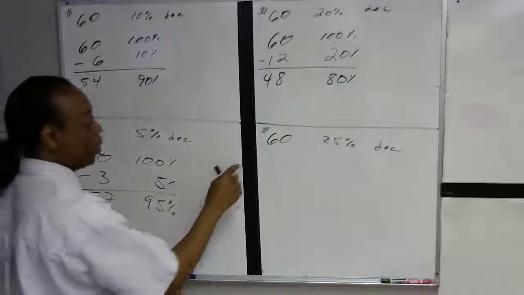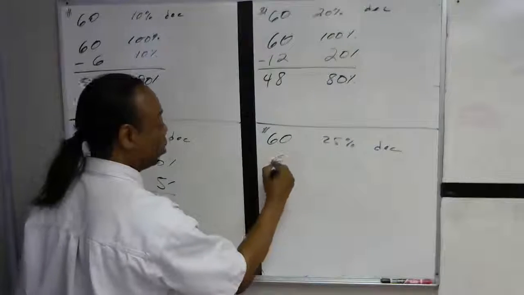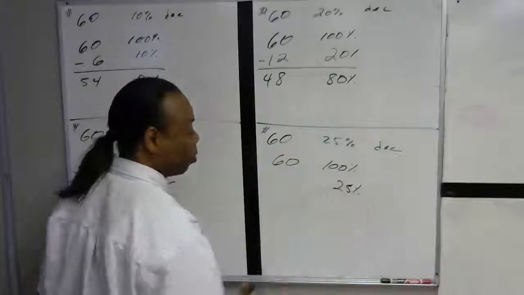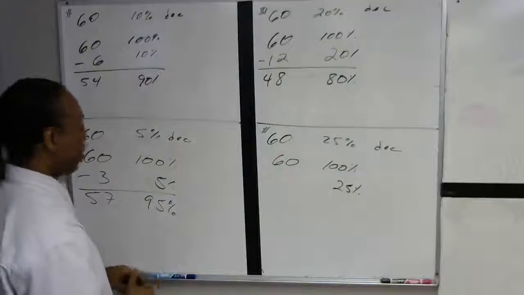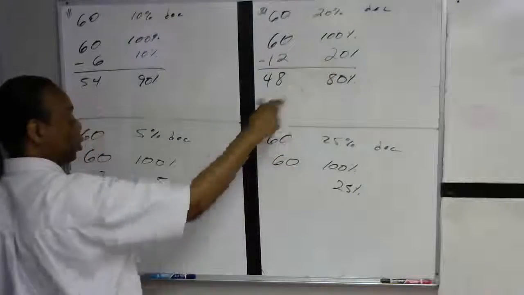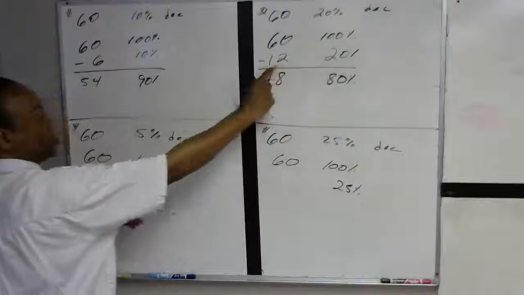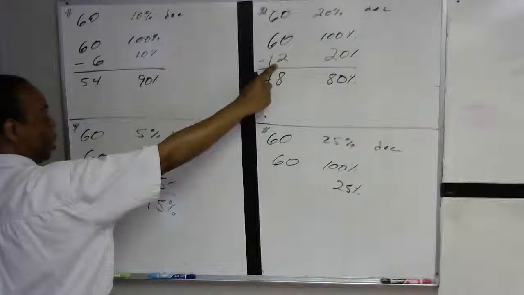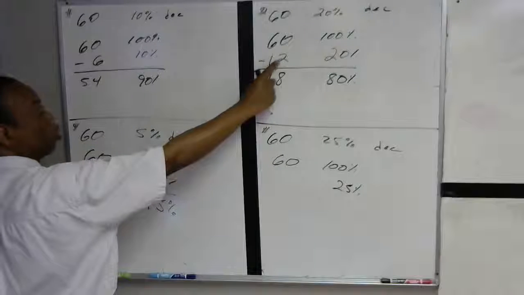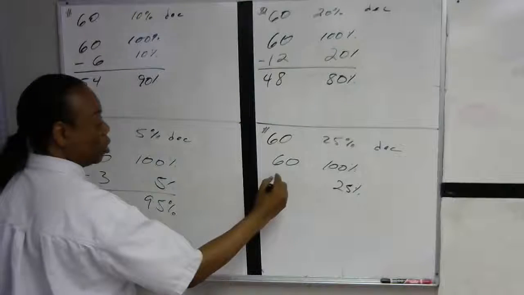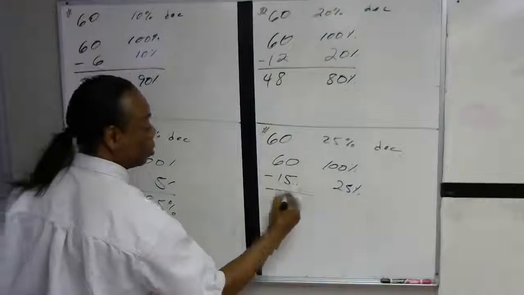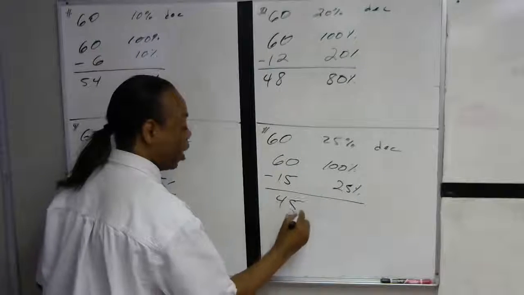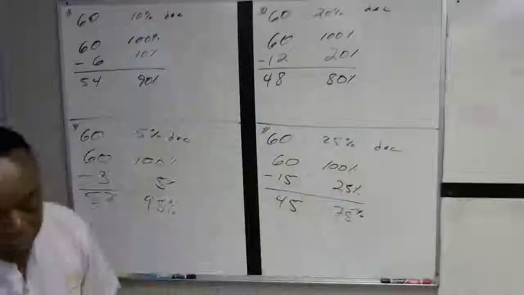Now, let's make a 25% decrease on 60. Again, 60 represents 100% of the original, and we want to decrease the value by 25%. Well, to get 25%, we look at the 20% and the 5% here. 20% is represented by 12, and 5% is represented by 3. So when we combine the 20% and the 5%, we'll get 25%. So 12 combined with 3 is 15. So 15 represents the 25%. Now, if I decrease 60 by 15, I get 45, which is 75% of the original amount.